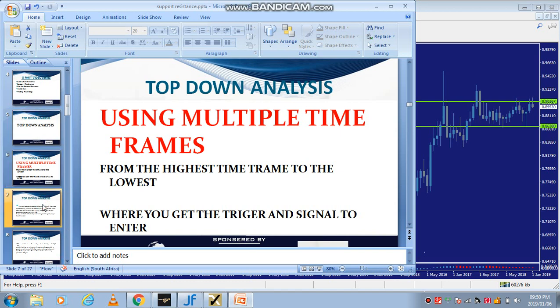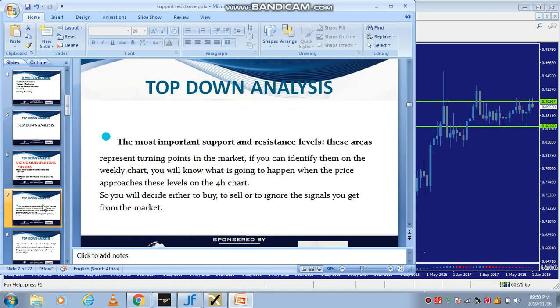So moving forward, on the issue of support and resistance: support and resistance are the most important levels. These areas represent turning points in the market. So if you can identify these areas on the weekly chart, you will know what is going to happen when price approaches these levels on the 4-hour chart. You will then decide either to buy, sell, or ignore the signal you get from the market.